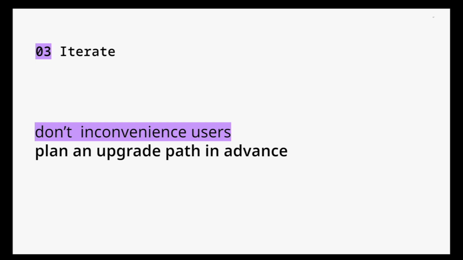And lastly, iterate, but don't inconvenience them. One of the difficult things about building smart contracts is that they can be hard to upgrade, but you should make sure that you plan an upgrade path in advance, whether that's building an upgradable smart contract or making it so that you don't need to rely on hard coding in one specific contract address. Plan an upgrade path in advance, and that probably shouldn't include your users having to go burn and mint a new NFT.